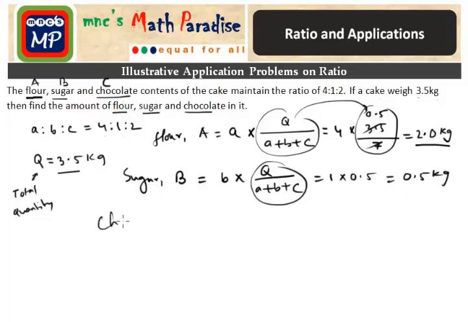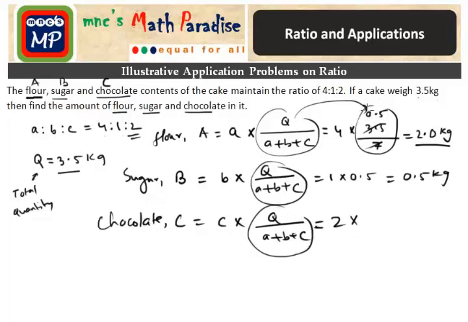Chocolate, C, will be C times Q divided by A plus B plus C. Here C is 2, and for this part we have the calculation 0.5, so it will be 1.0 kilo. So if we sum them together, 2, 3, 3.5. So in this cake, there are 2 kilogram of flour, 0.5 kilogram of sugar and 1 kilogram of chocolate.